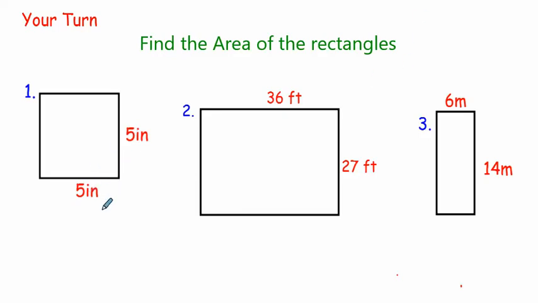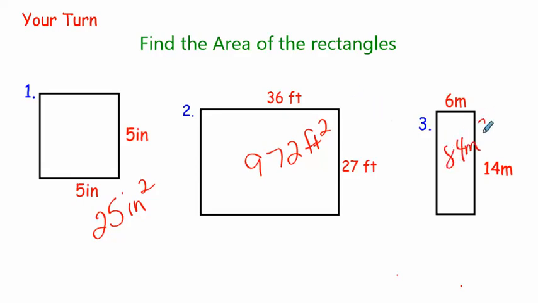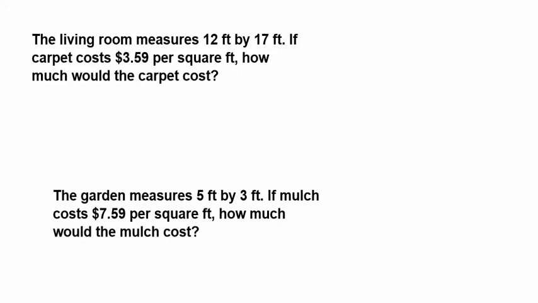All right, so 5 by 5, that's 25 square inches. 36 by 27, that would be 972 square feet. And 14 by 6 would be 84 meters squared, okay? Always make sure you have those square meters, okay? All right, let's check the next one.